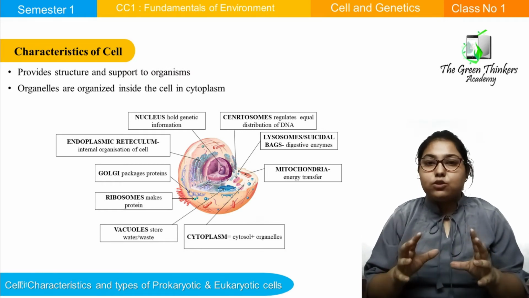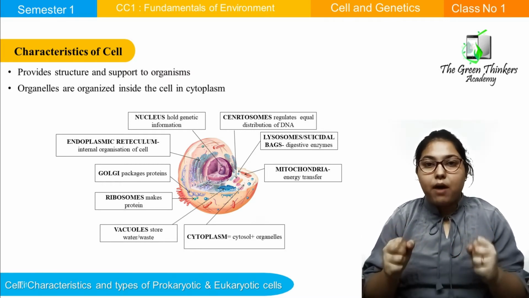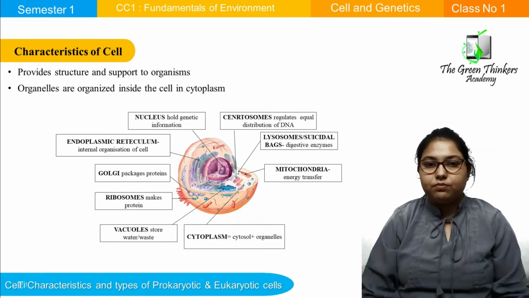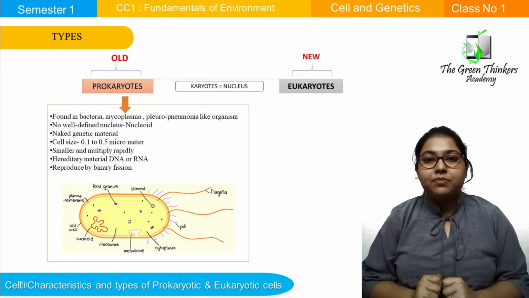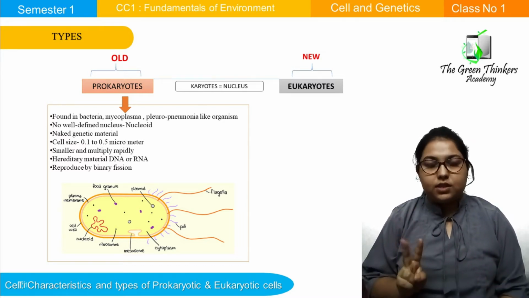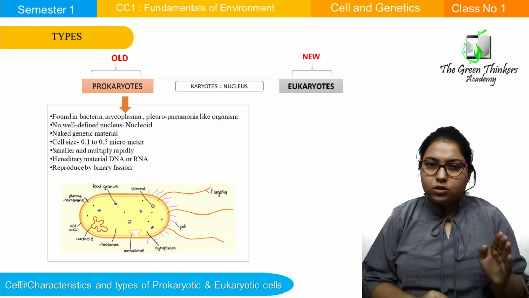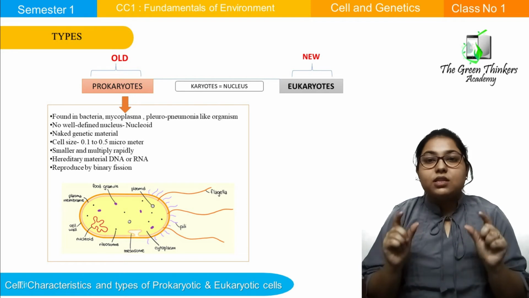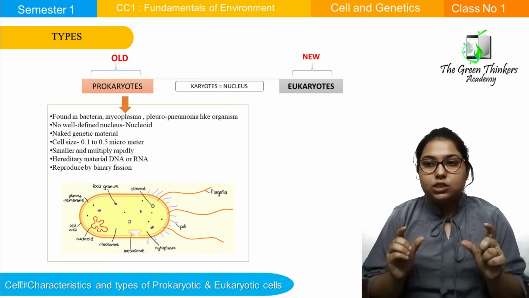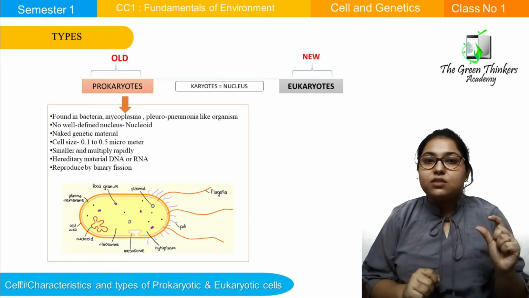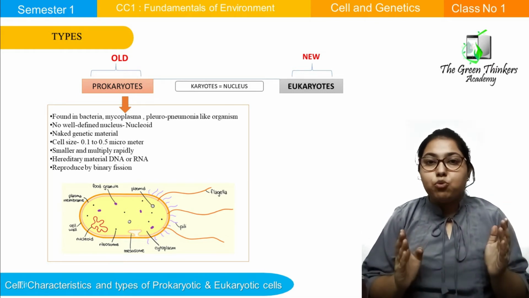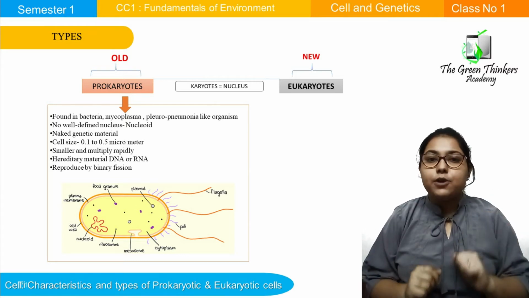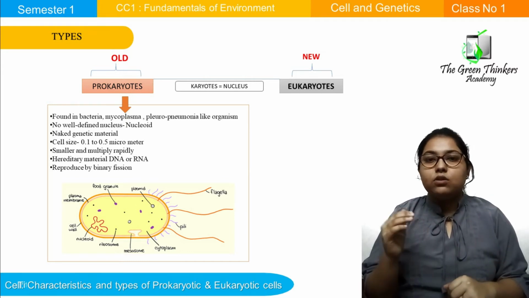And last is the mitochondria, which is the storehouse, the powerhouse of the cell that provides the energy to the cell to work. Now comes the types of cells. There are basically two types of cells: one is prokaryotes and the other is eukaryotes. The word karyote means nucleus, pro means old, and eu means new. So prokaryote is old nucleus and eukaryote is new nucleus.